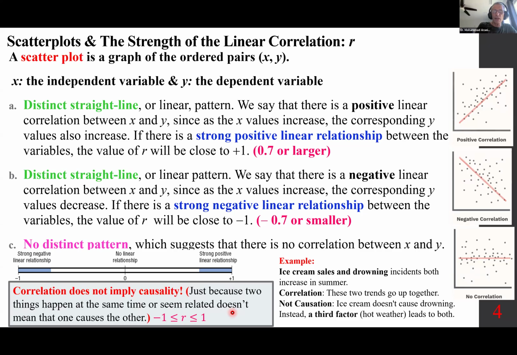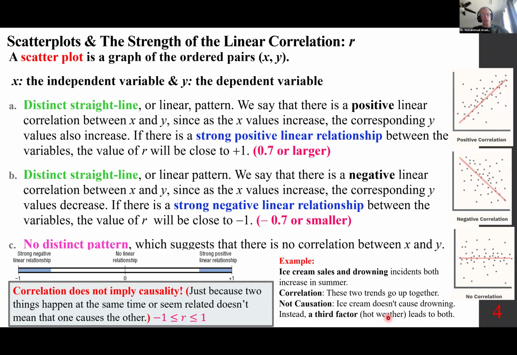And now, here's a very common example that is used to explain this concept. Ice cream sales and drowning incidents both increase in summer. Correlation, these two trends go up together, yes. But there's not causation. Ice cream does not cause drowning. Instead, a third factor, hot weather, leads to both. And that's something we want to make a note of and understand what's going on.